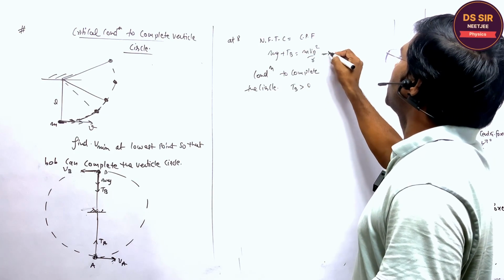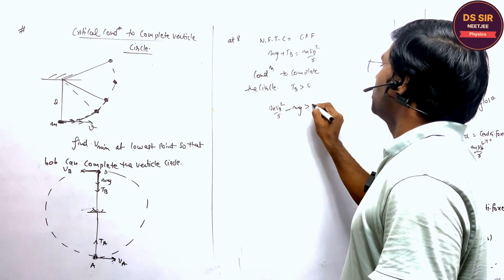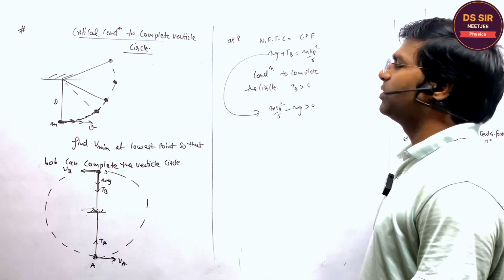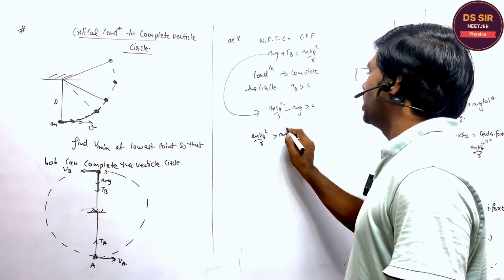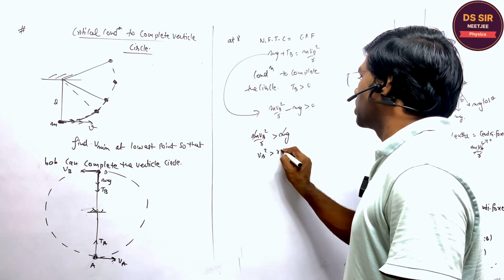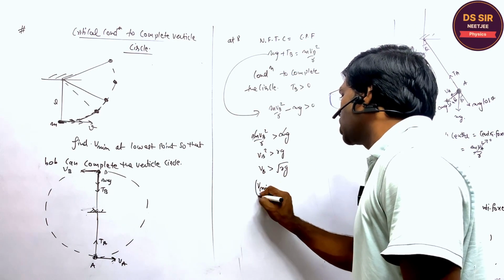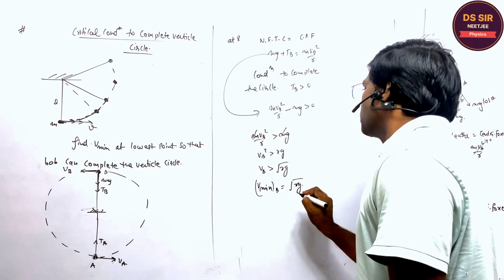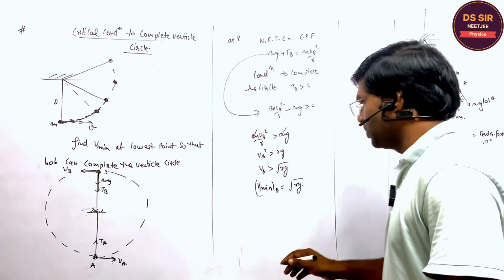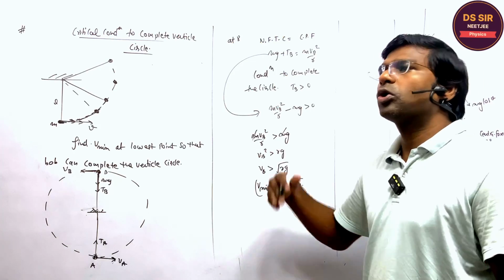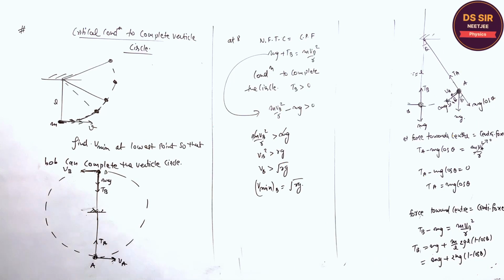From here, what is the value of Tb? Tb is mVb square upon R minus mg, which must be greater than 0. So mVb square upon R is greater than mg. The m will cancel out, so Vb square should be greater than Rg. So Vb must be greater than root Rg. What is the minimum speed at point B? Root Rg. Is it clear or not? The speed should be at least root Rg or greater than this. Then it is able to complete the circle. Is it clear or not, you tell?